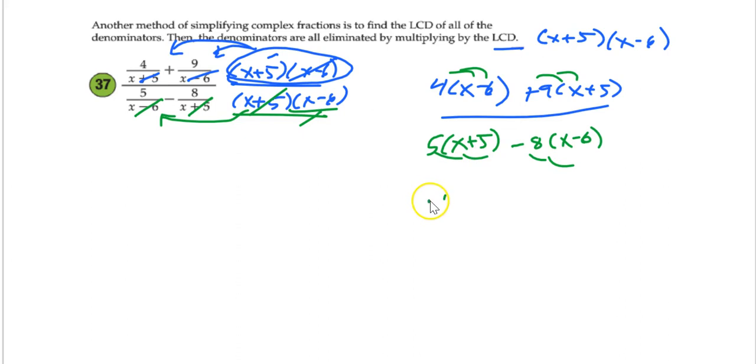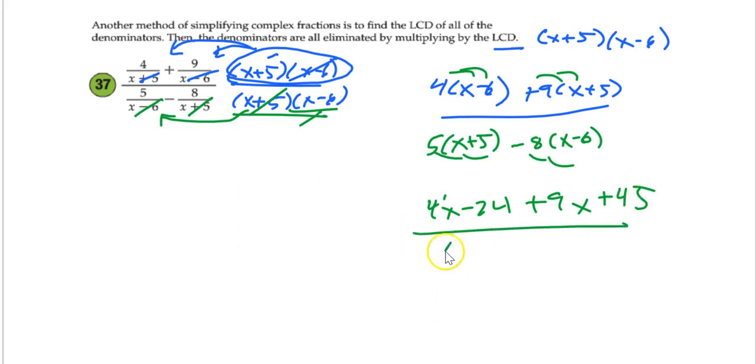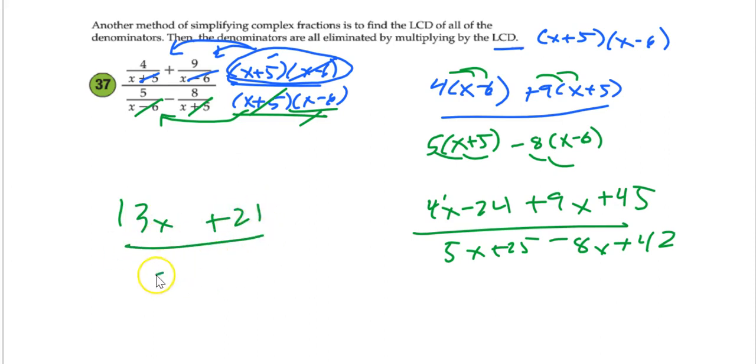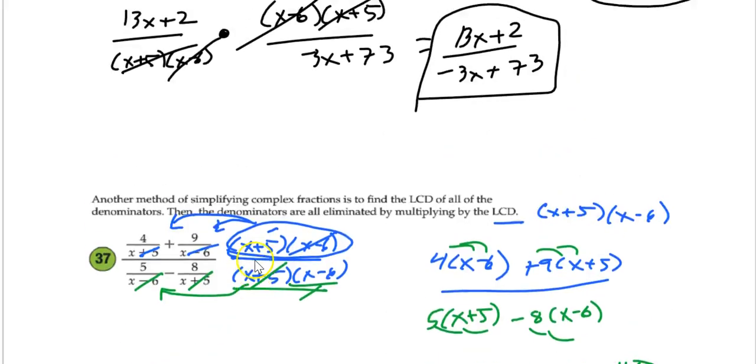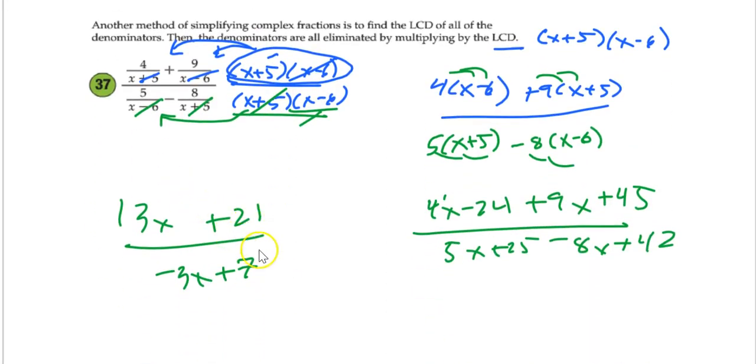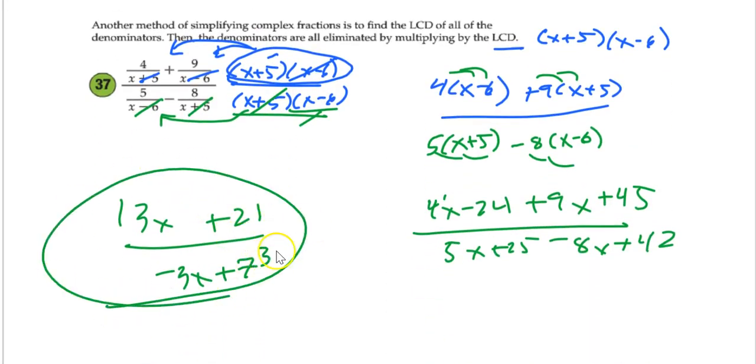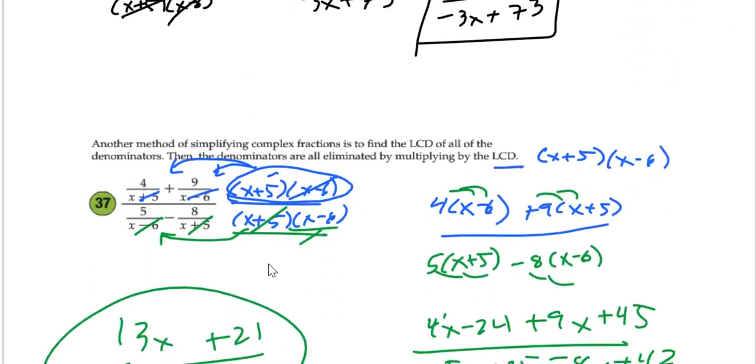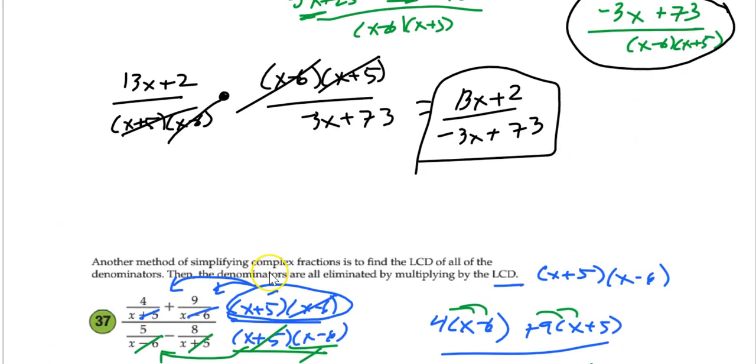And you get 4x minus 24 plus 9x plus 45 all over 5x plus 25 minus 8x plus 48, which gets you 13x plus 21 over negative 3x plus 73. Is that what I said last time? Yep, 73. Right? So same answer either way. Doesn't matter how you do it. Exact same answer.